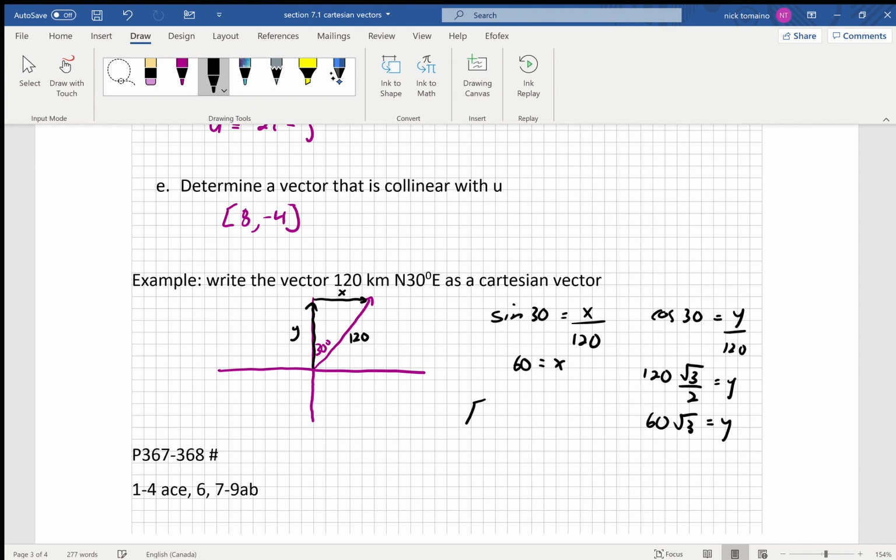So that means that the position vector (60, 60 root 3), okay, is the same as this Cartesian vector. Or you can factor out 60 and write it as 60 times (1, root 3). Either or, it doesn't matter. And there is your work for today.